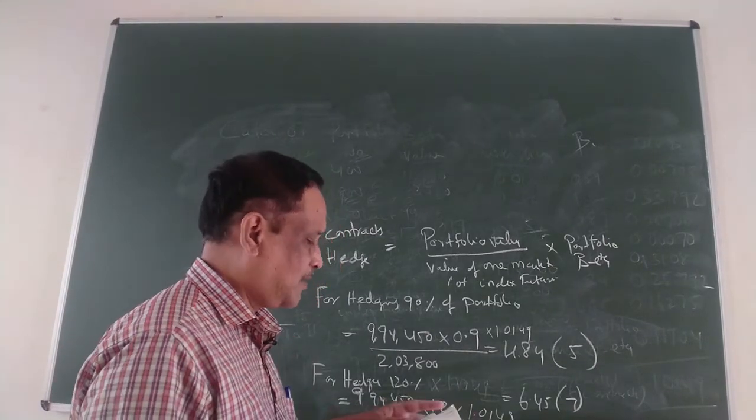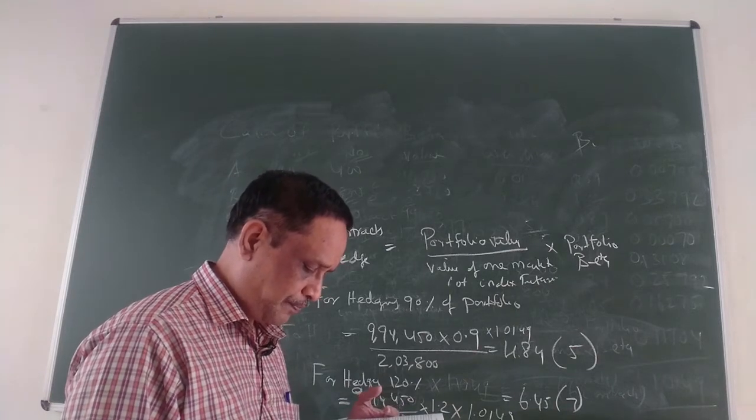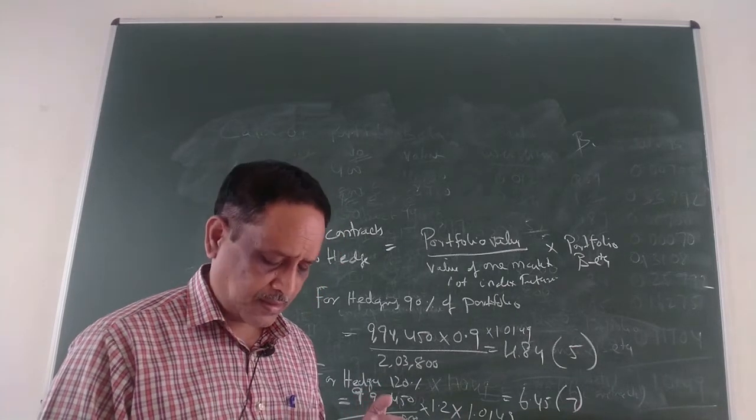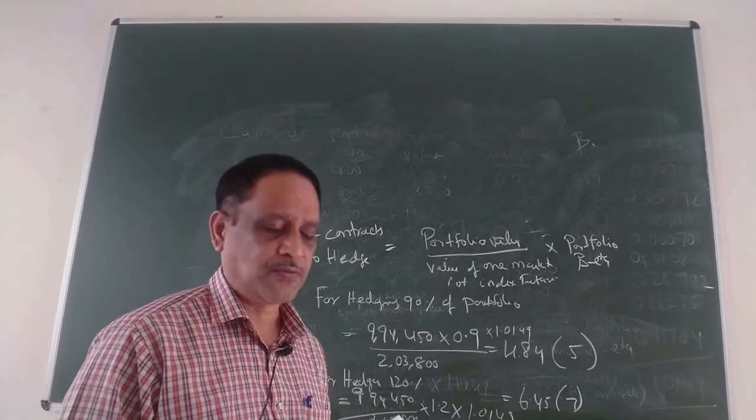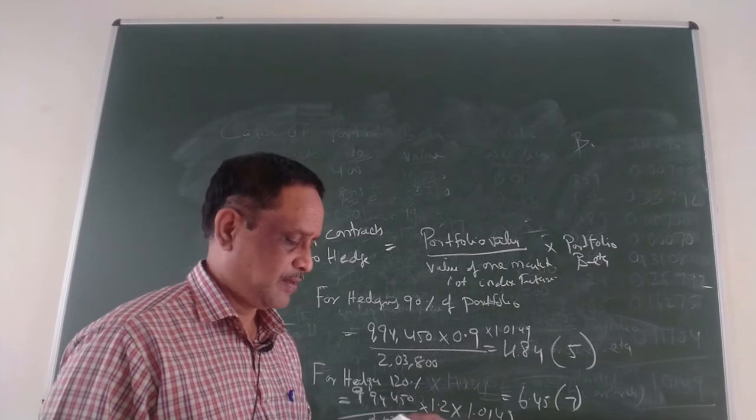So we have found out that for hedging the total portfolio, we need 6 contracts to be hedged. For 90%, we need 5 contracts to be hedged. For 120%, we need 7 contracts to be hedged.